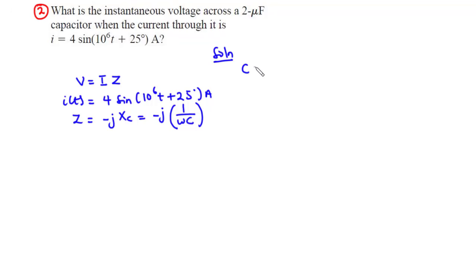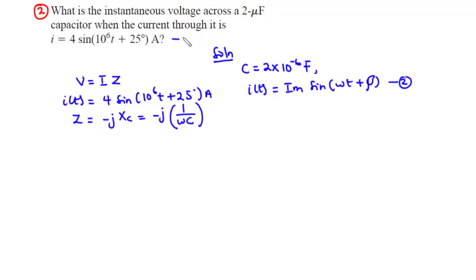Now from the question, we are given the value of the capacitance, which is 2 microfarad. So 2 microfarad is the same as 2 times 10 exponent negative 6 farad. Also for omega, comparing this sinusoidal current to the general form of a sinusoidal current, given as i of t equals Im sine omega t plus phi, you realize that omega is equal to 10 exponent 6. That's comparing these two equations.